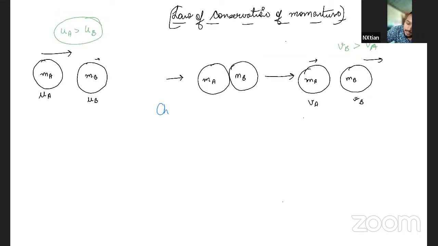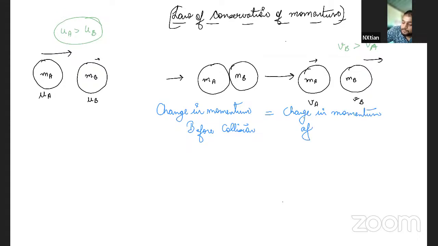Okay, so now what does this question say? This question says that change in momentum before collision is equal to change in momentum after collision. Before collision or after collision, the momentum will remain conserved. Okay? Before collision or after collision, the momentum will remain same.